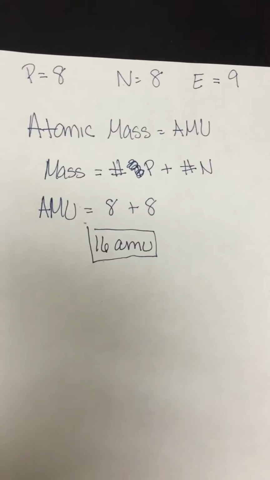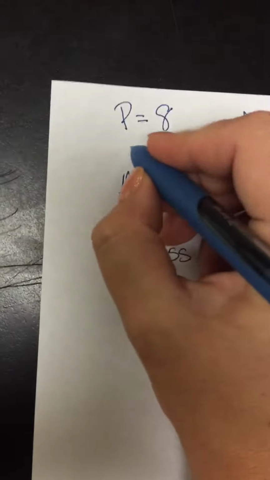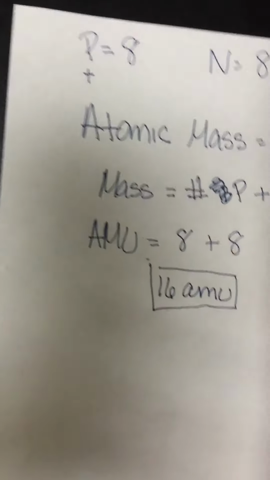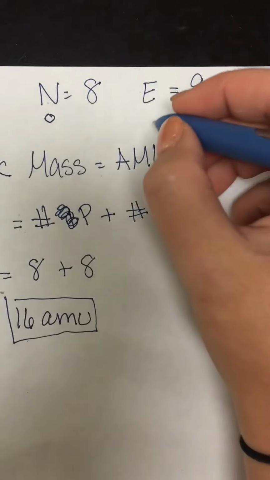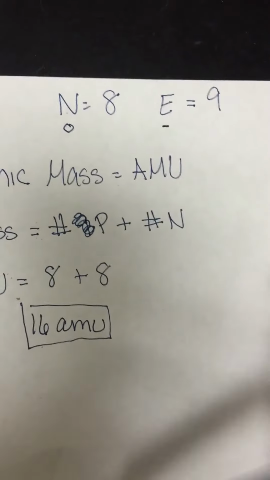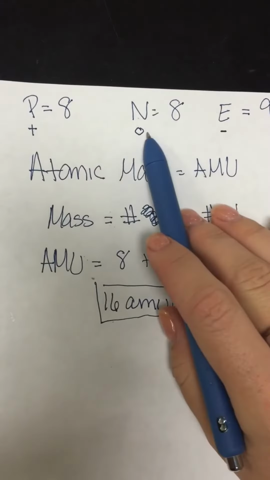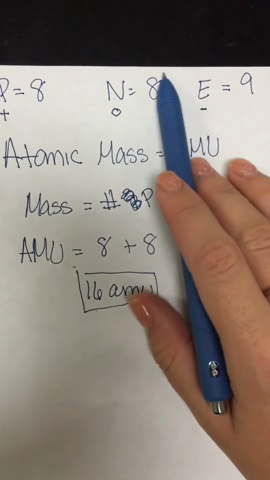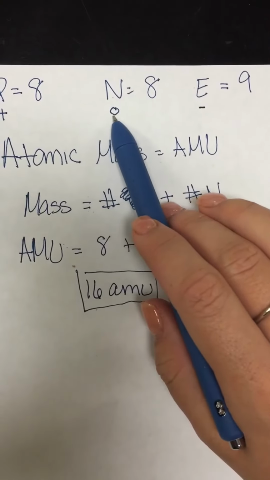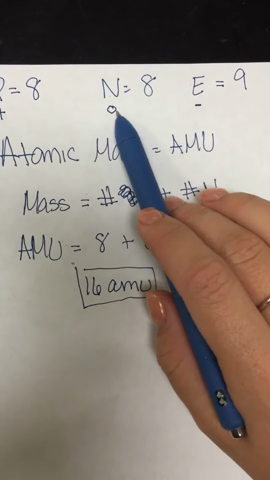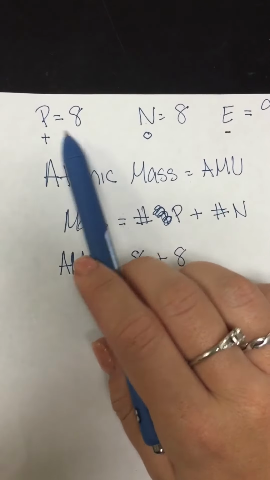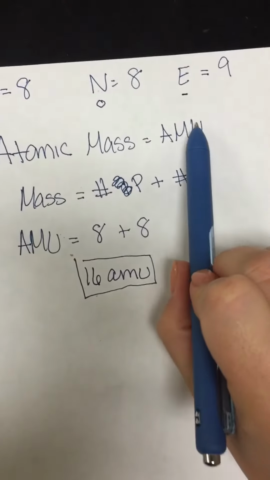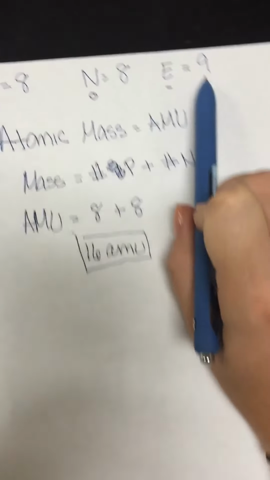Now for charge, remember protons have a positive charge, neutrons are neutral, they have no charge, it's a 0, and electrons have a negative charge. So neutrons don't matter in the charge of a total atom. They're zeros. We don't want to add 8 zeros, that's just redundant, we don't need to do that. So instead, we have a positive 8 and a negative 9.